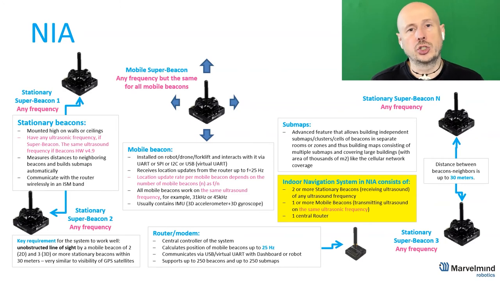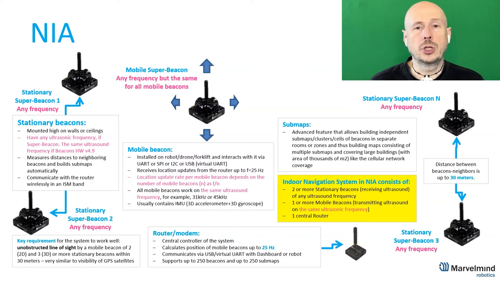In non-inverse architecture, mobile beacons are emitting ultrasound, stationary beacons are receiving ultrasound. Since superbeacons can receive any and all ultrasound frequencies at the same time, when you get your set or when you deploy, it virtually doesn't matter what frequencies of superbeacon you have. It's valid only for superbeacons. It's not valid for beacons hardware version 4.9, if you still have them.